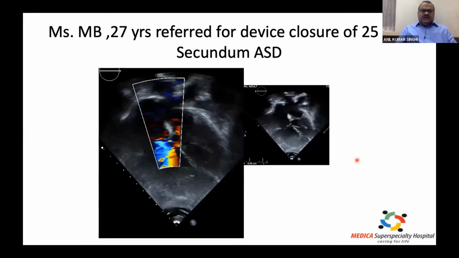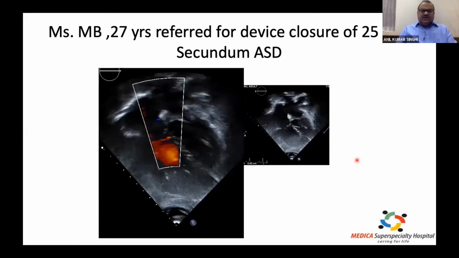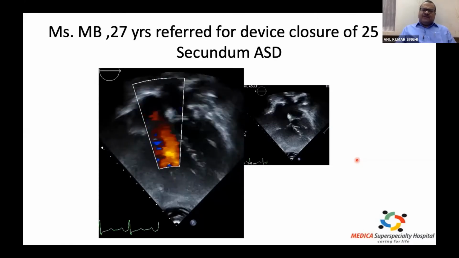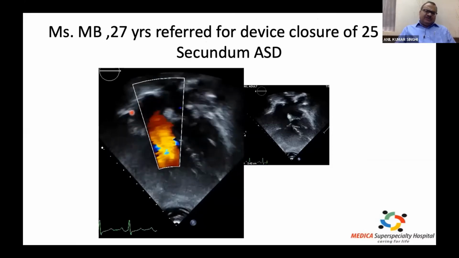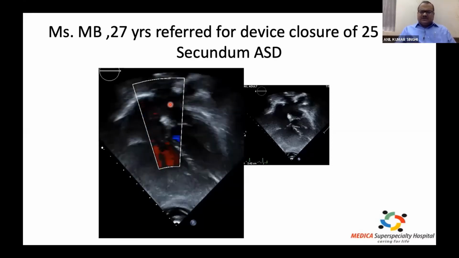The next patient, this is a very interesting patient I am now trying to share. A 27-year-old lady who was referred for device closure of a 25 millimeter secundum ASD. The RA and RV, we can appreciate, were dilated. So the RA and RV were significantly dilated. Regarding the presence of ASD secundum, there was no doubt.